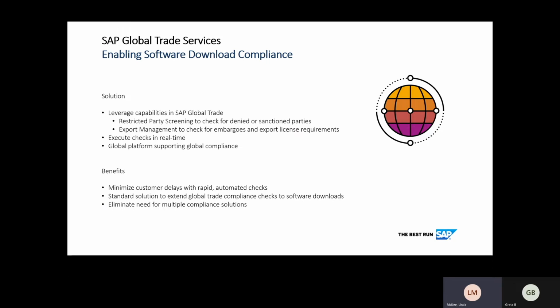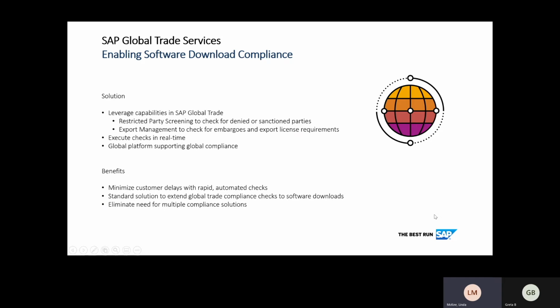So looking at some of the GTS capabilities in the screening space, what Greta is going to share with you is really leveraging some of the standard capabilities within SAP Global Trade Services. That restricted party screening, looking for those sanctioned parties, making sure you're not shipping to or buying from entities or people that you should not be doing business with. And then also leveraging some of the export capabilities, checking for things like embargoes and those export license requirements, and being able to execute and look at checks in real time.